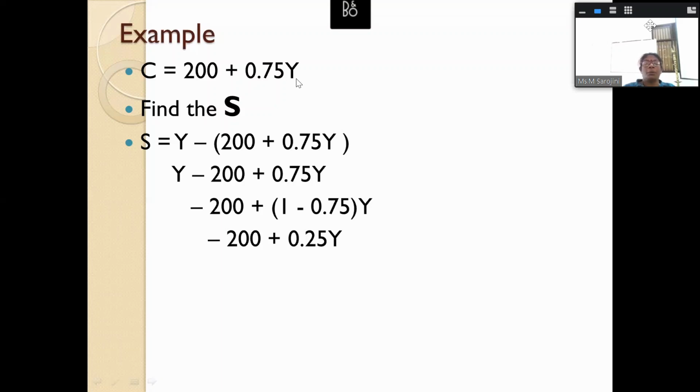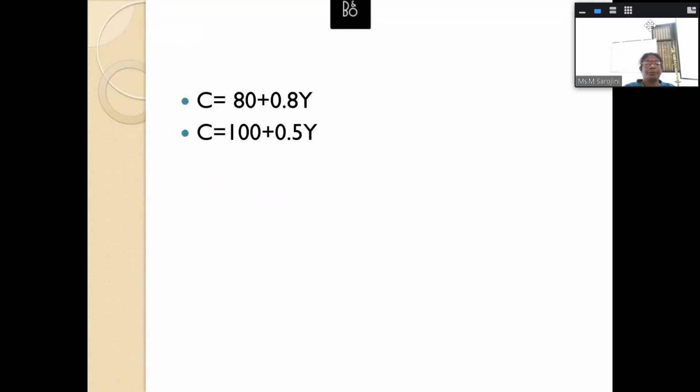Now I give two examples. C is equal to 80 plus 0.8Y and C is equal to 100 plus 0.5Y. Can you derive the saving function? What's the answer?